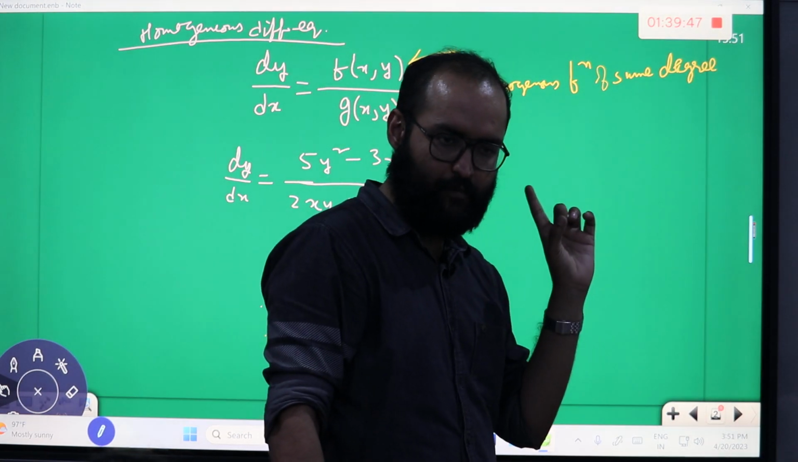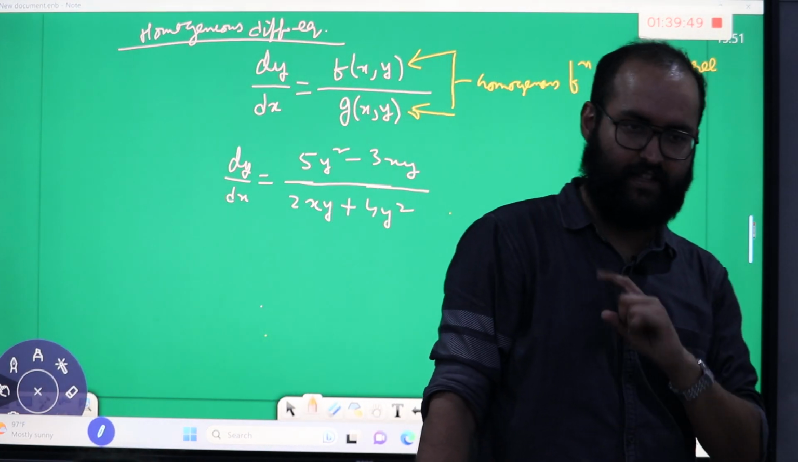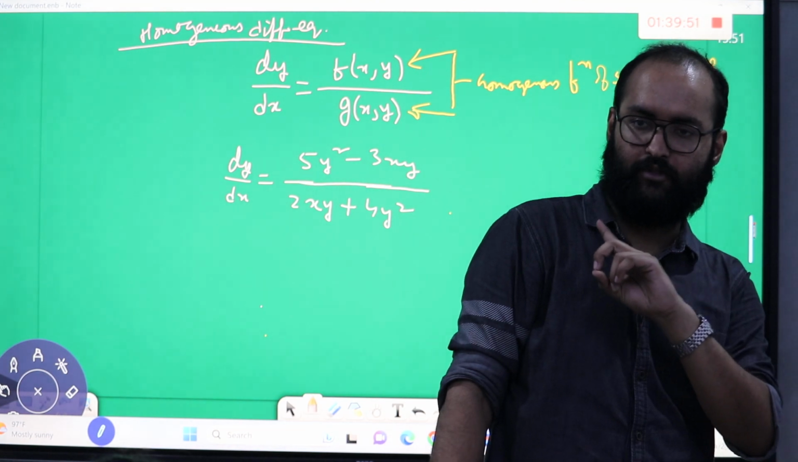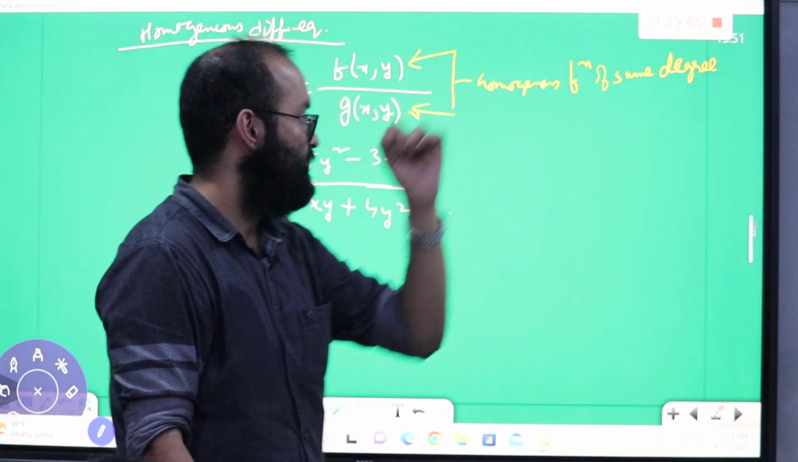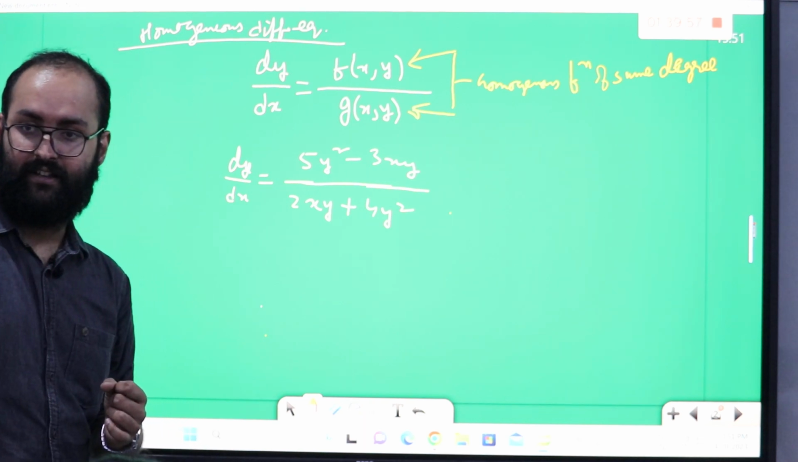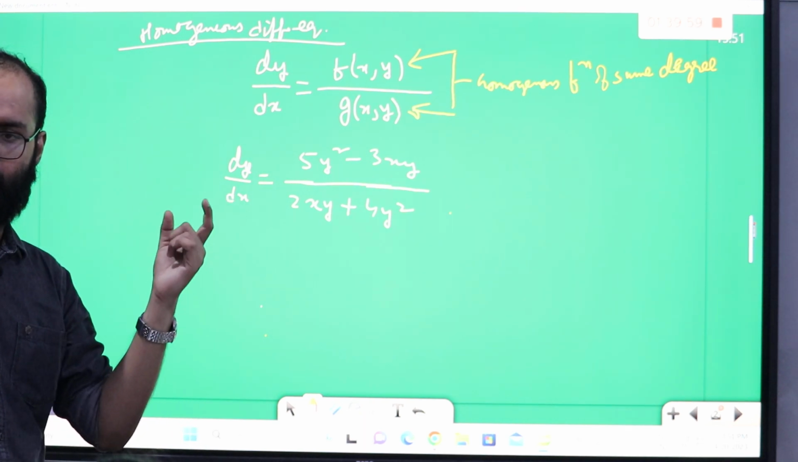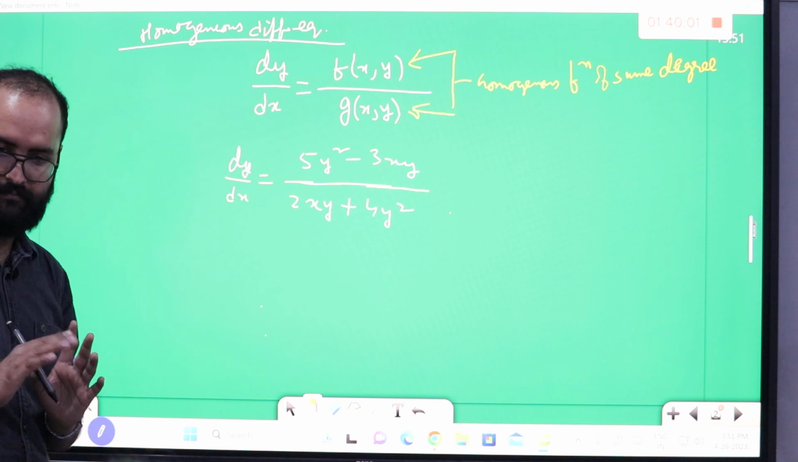You've done it in your PUC too? Is it clear now? Both numerator and denominator have to be homogeneous functions, and both of them should have the same degree. 2, 2 or 3, 3 or 1, 1, whatever, but the same degree, both of them.